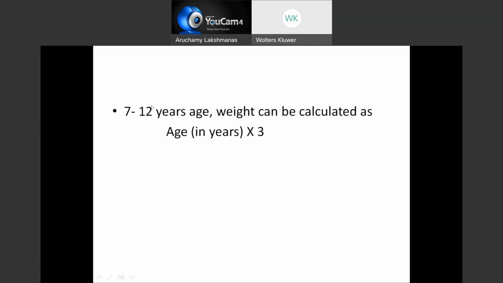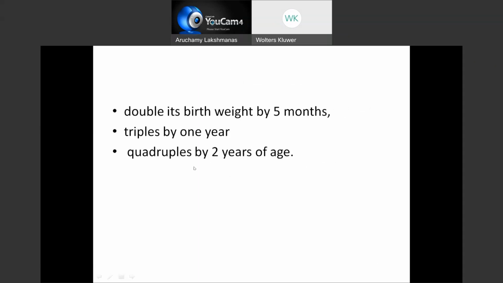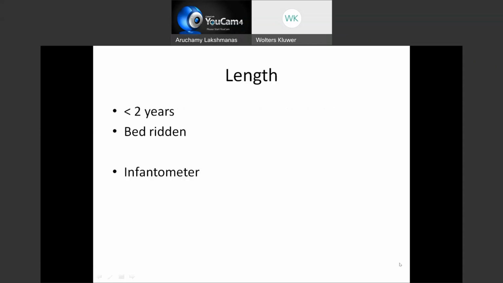From 7 to 12 years of age, weight can be calculated as age in years into 3. So the birth weight will double by 5 months, triple by 1 year, and quadruple by 2 years of age. Also you can keep this in your mind.